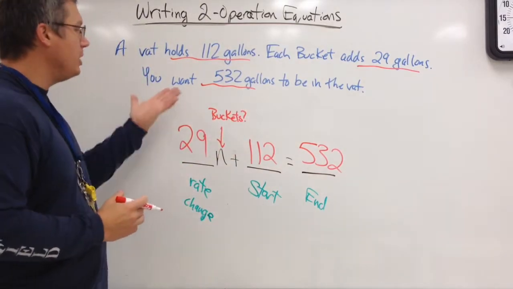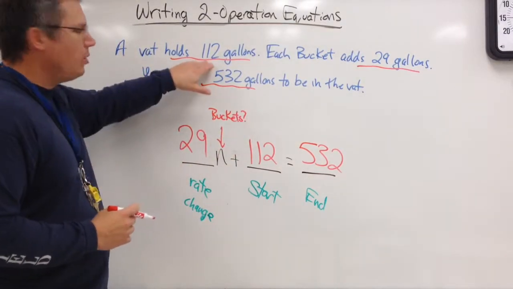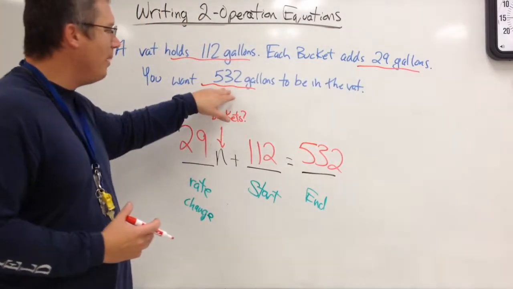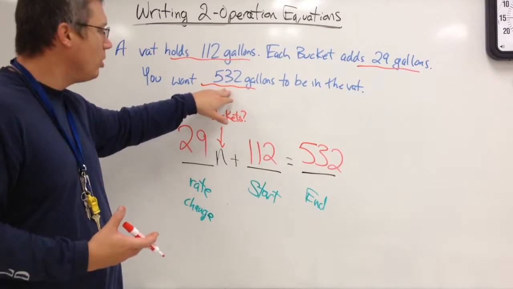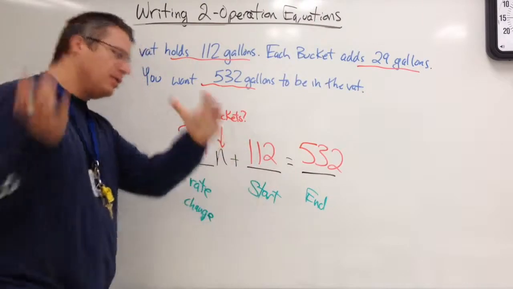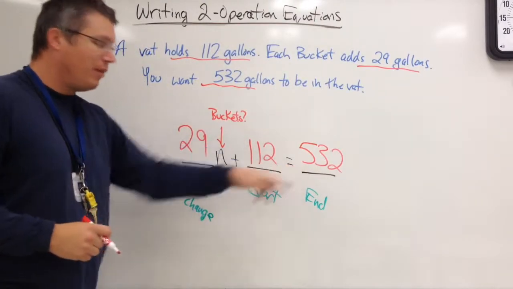Okay. So the question in this would be, this is my starting point, 112. Each bucket I add in is 29. I want to end up with 532 gallons. How many buckets will I have to dump in order to get that amount, 532?